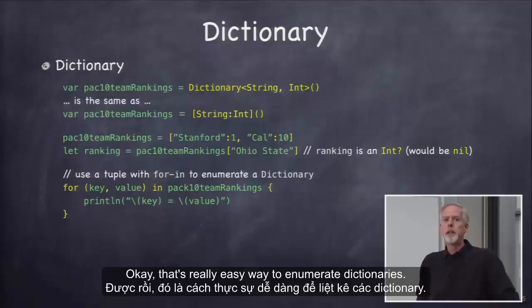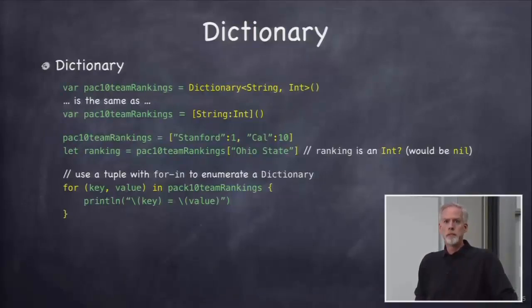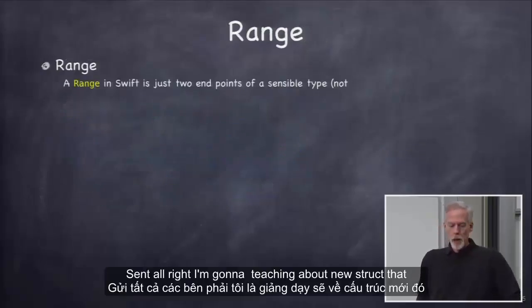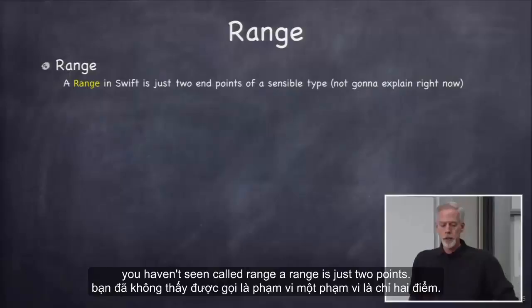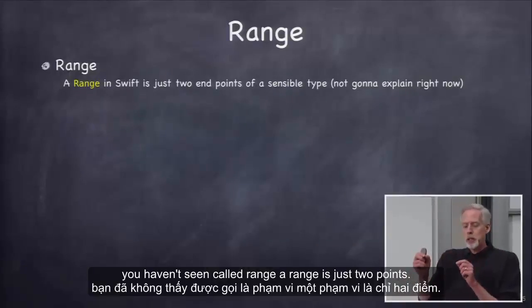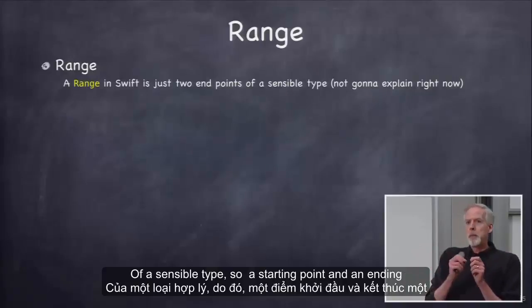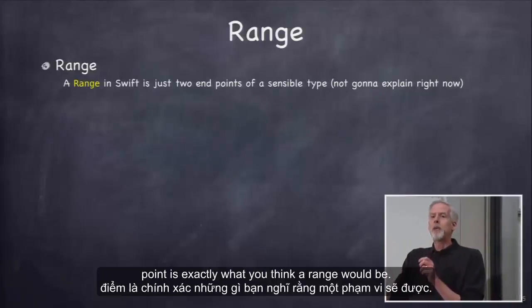Okay, so that's a really easy way to enumerate dictionaries. Make sense? All right, I'm going to teach you about a new struct that you haven't seen called range. A range is just 2 points of a sensible type. So a starting point and an ending point.